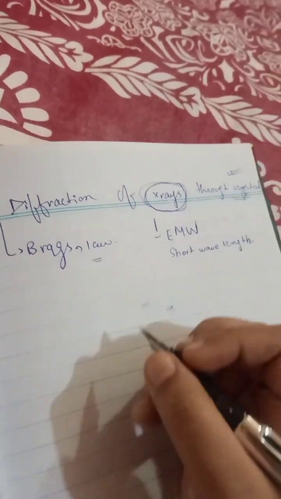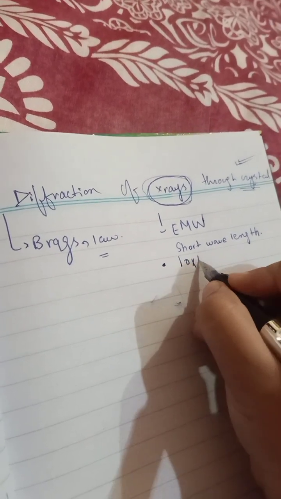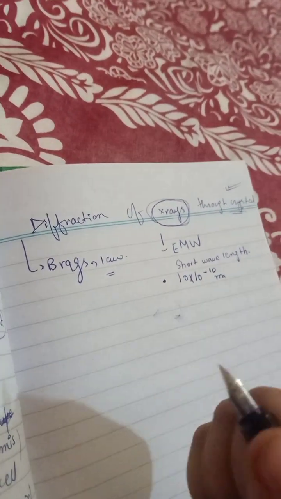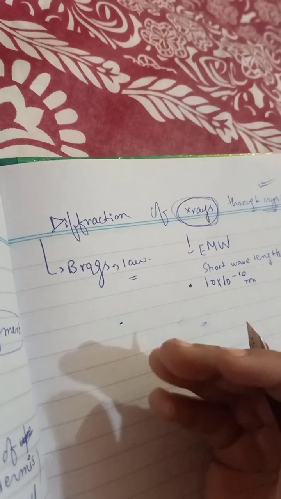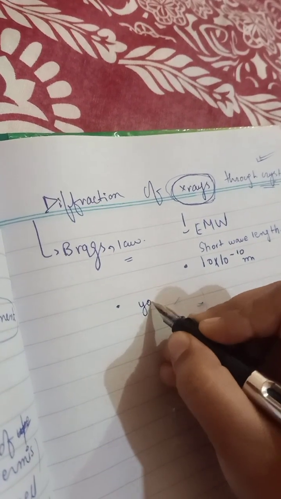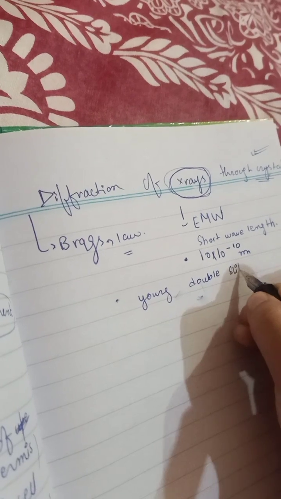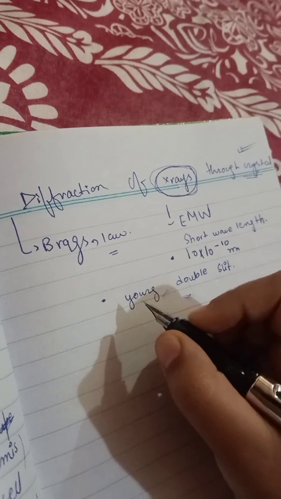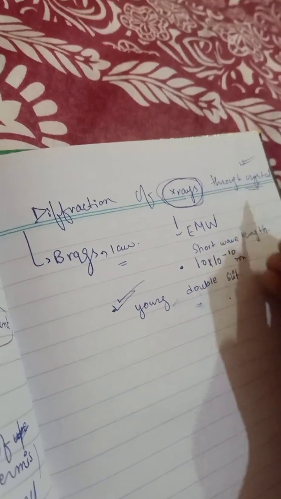As for the wavelength, it is around 10 to the power minus 10 meters. It means it's very short. So the diffraction of X-rays is basically not possible by the Young double slit. As you all know, we had the Young double slit experiment of diffraction. X-rays cannot be diffracted by the Young double slit. That's why we are doing the diffraction of X-rays by the crystal.